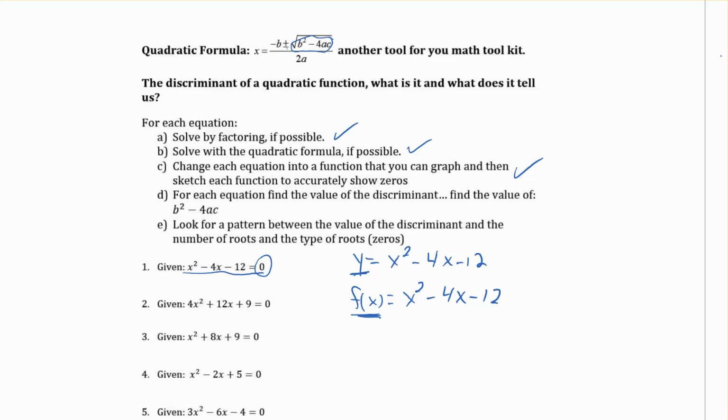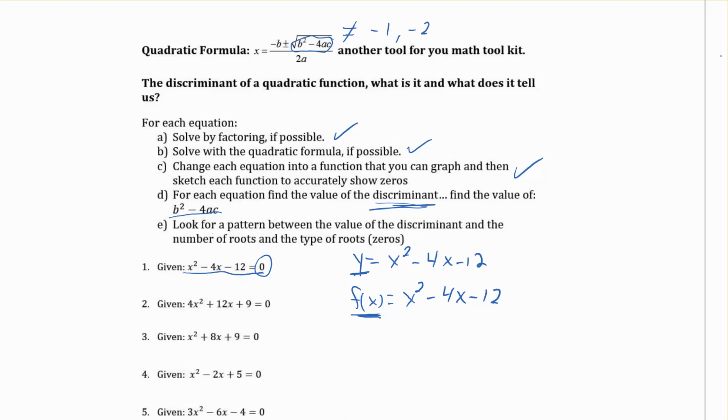Underneath a square root, remember, we can't have a negative number. So we'd say that can't be -1 or -2 or anything like that, right? It can be 0, but it has to be 0 or larger. So for each equation, find the value of the discriminant. The discriminant is really just the value that you would get underneath the square root. So b squared minus 4ac.